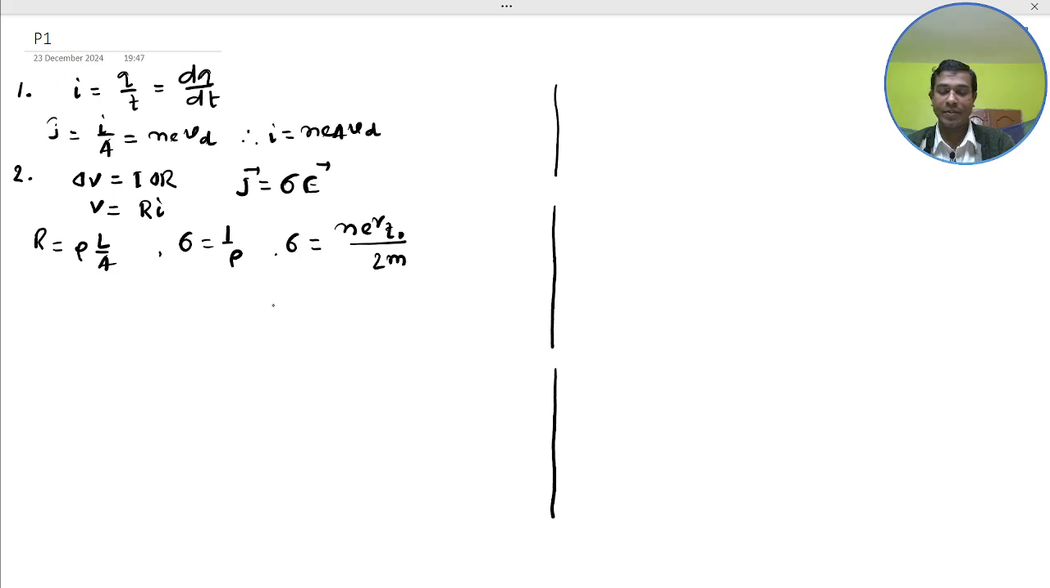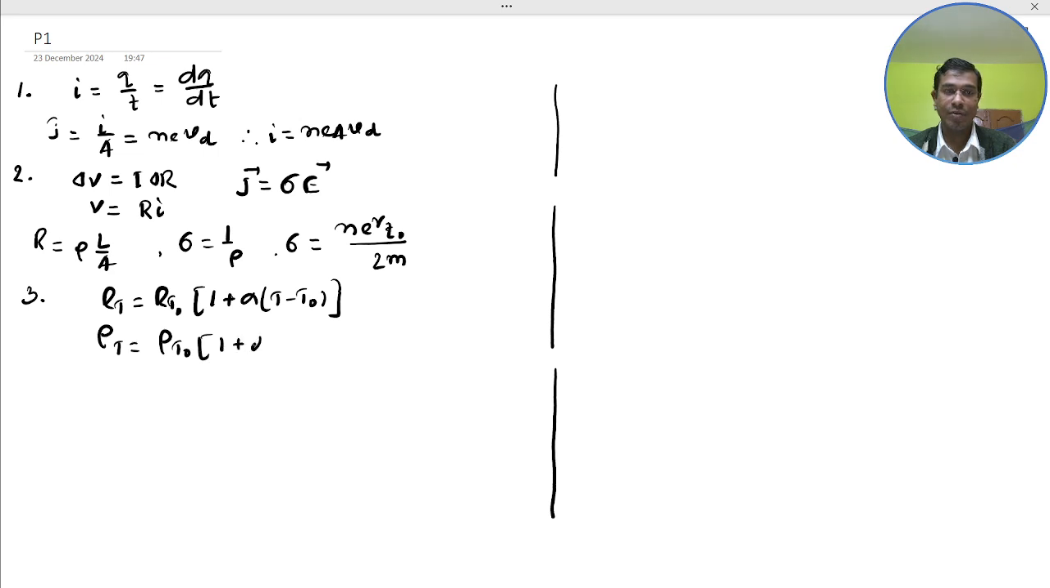Effect of temperature on resistivity and resistance: R_T is equal to R_T0 times 1 plus alpha (T minus T0), and rho_T becomes rho_T0 as usual times 1 plus alpha (T minus T0), where alpha is the temperature coefficient of resistivity.